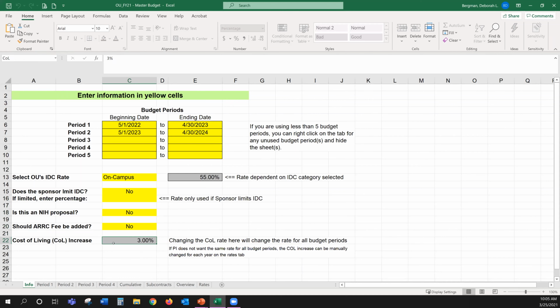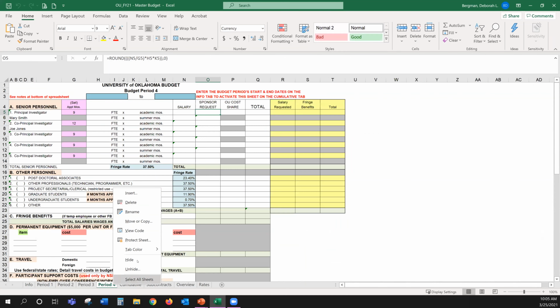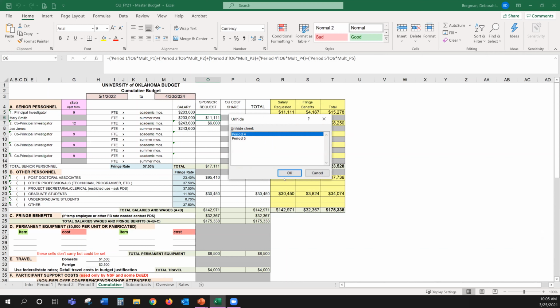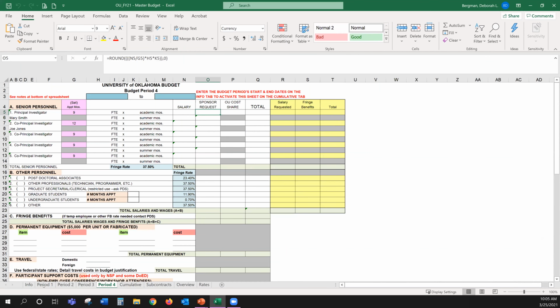The cost of living, the default is 3%. If a PI wants a different percentage or no increase, that can be adjusted here. The PDS will normally hide any budget periods that aren't being used. And then later, if something changes, they can be unhidden. So you can always add them back if your dates change. Before we move on to the budget period worksheet, are there any questions about the info tab?